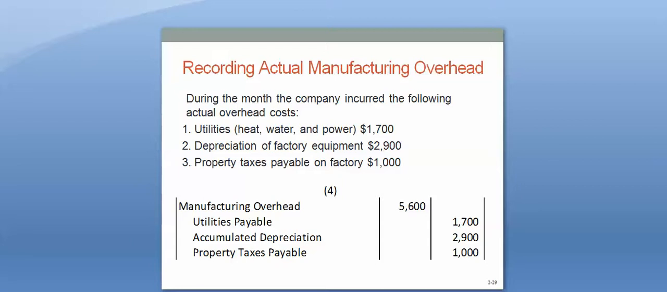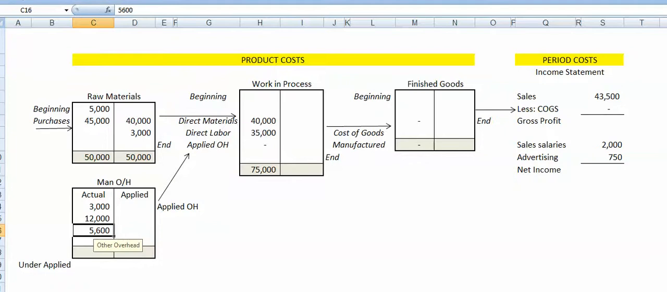Let's go ahead and look at how those costs will show up on our flow diagram. And you can see that debit shows up on the left-hand side in the manufacturing overhead box, or left-hand side of the T account.